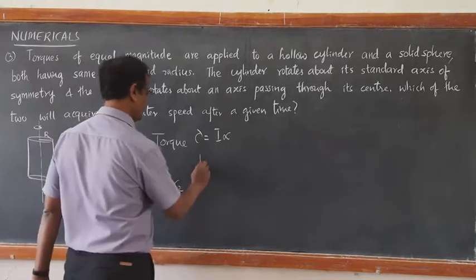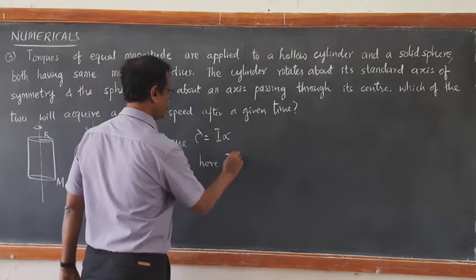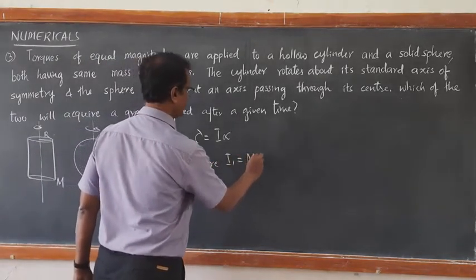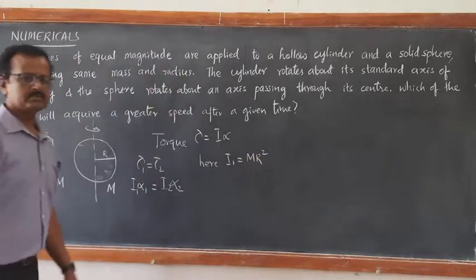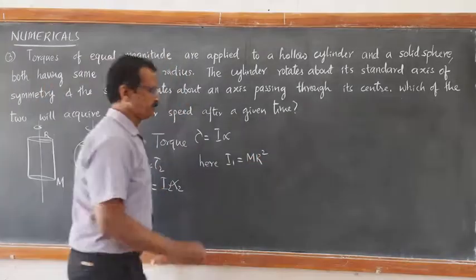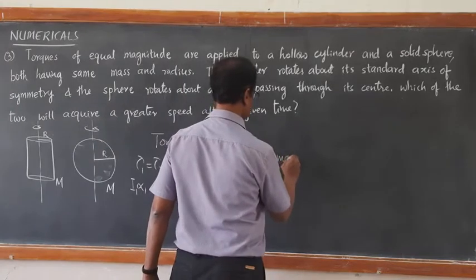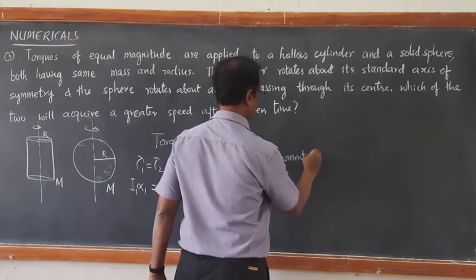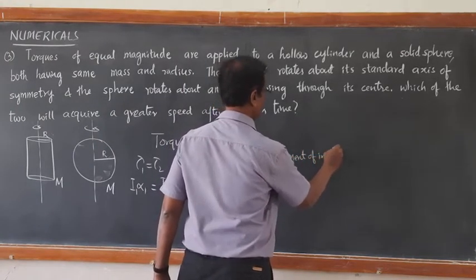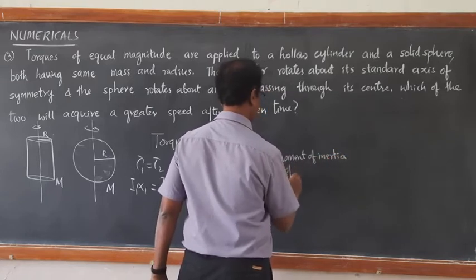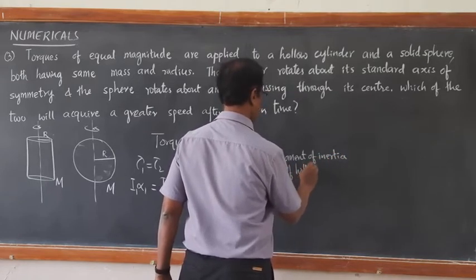Here I can write I1 is equal to MR². What is this MR²? The moment of inertia of the hollow cylinder.